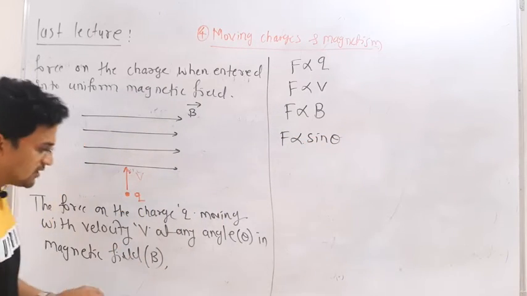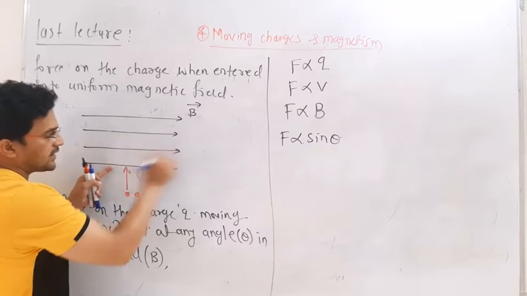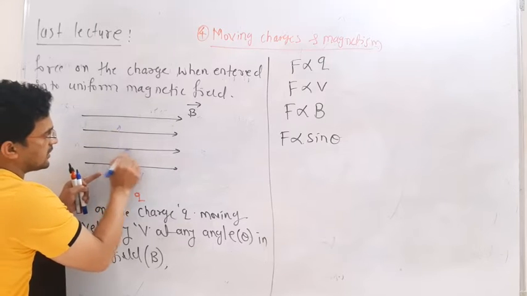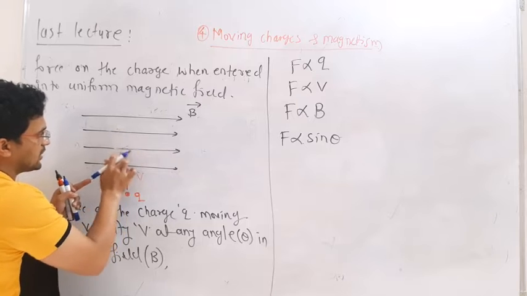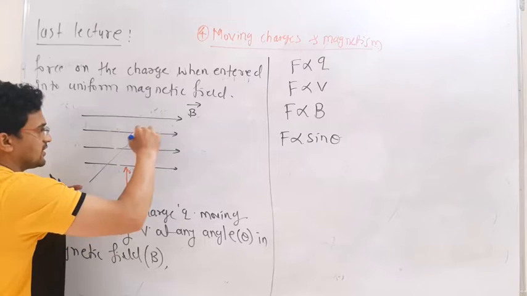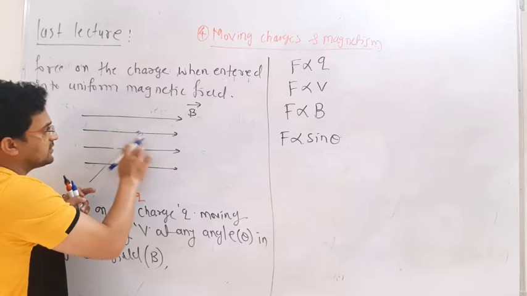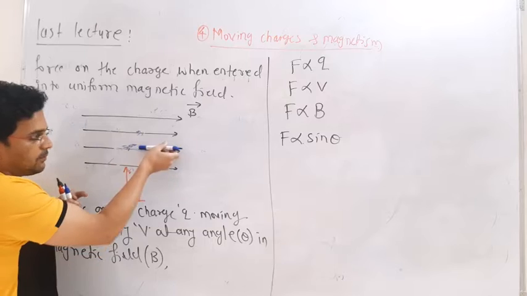Theta is nothing but the angle between the velocity vector of the charged particle and the magnetic field. Suppose this particle is entering in this direction and the magnetic field is in this direction, then the angle between them is 90 degrees. It can be anything. If the particle is entering in this direction, the angle between them is this much. So you have to take the sine of that angle, which is the angle between the direction of velocity and the magnetic field.